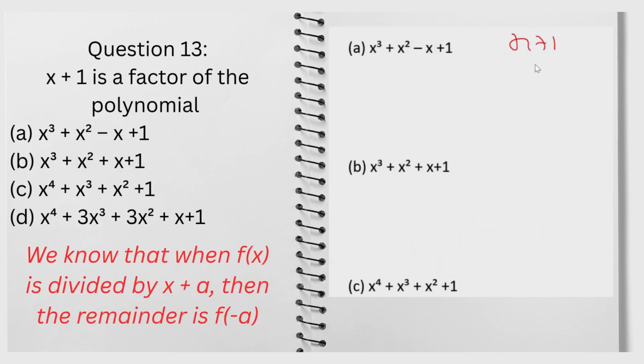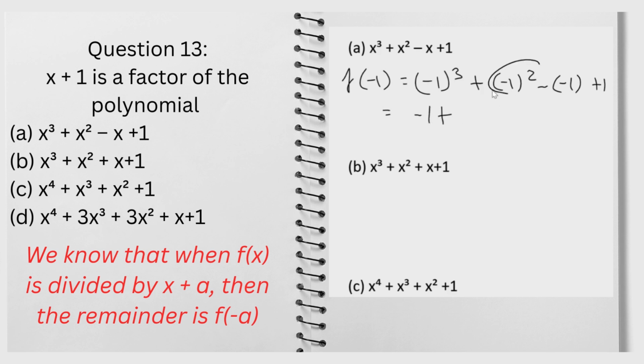Since x plus 1 is a factor of f(x), we can say that f(-1) should be 0 in a case where x plus 1 is a factor. So in the first part, that is the a part, if I check for -1, f(-1) equals (-1) cube plus (-1) square plus minus of minus 1 plus 1. (-1) cube is -1, and (-1) square is positive 1. This is minus of minus, which is 1 again, and this is plus 1. So from here we are getting 2, which is not equal to 0.